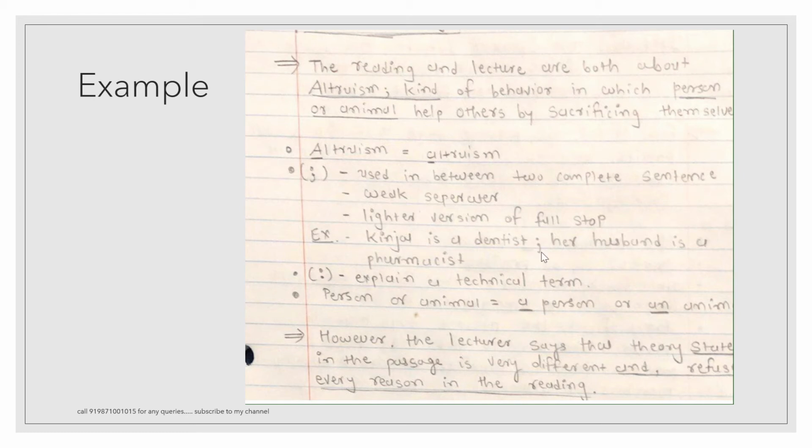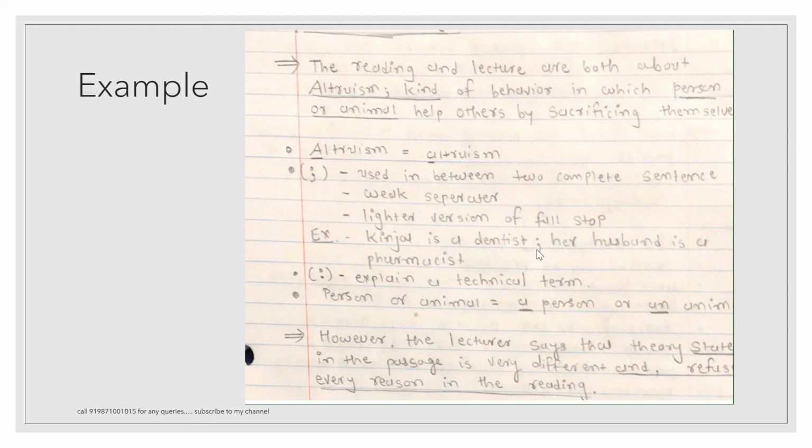One is Kinjal and the other is her husband, and we are talking about their professions. So Kinjal is a dentist and you are putting a semicolon here, not a full stop, and you're saying her husband is a pharmacist. So if you put a full stop, that would not be wrong. That would also be fine, but that would be too strong a punctuation to separate the two sentences which are very much related to each other.